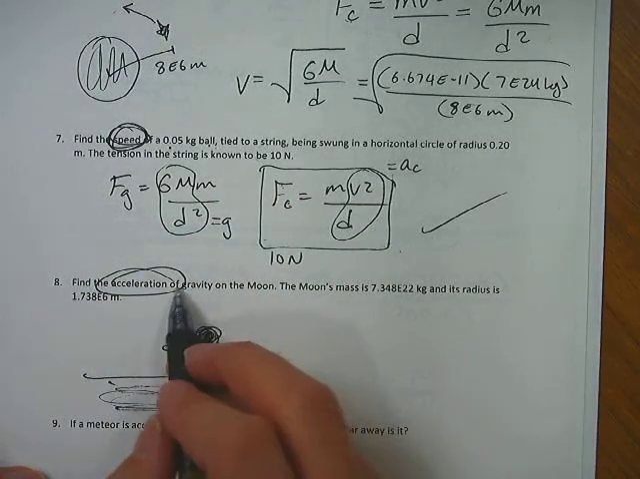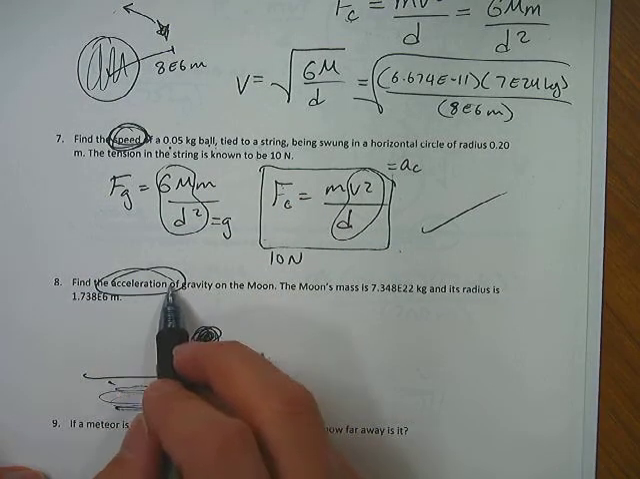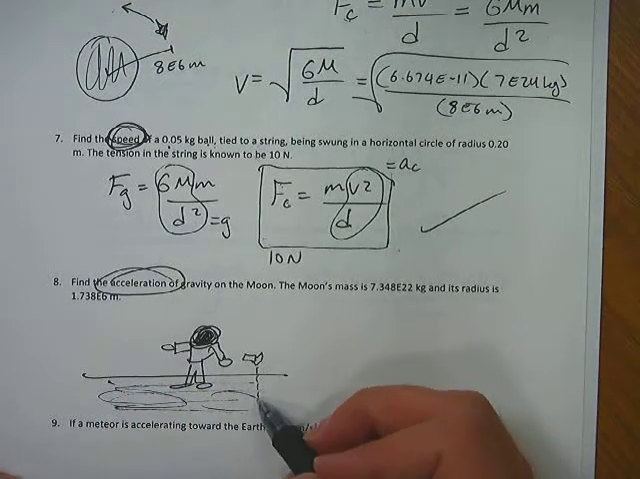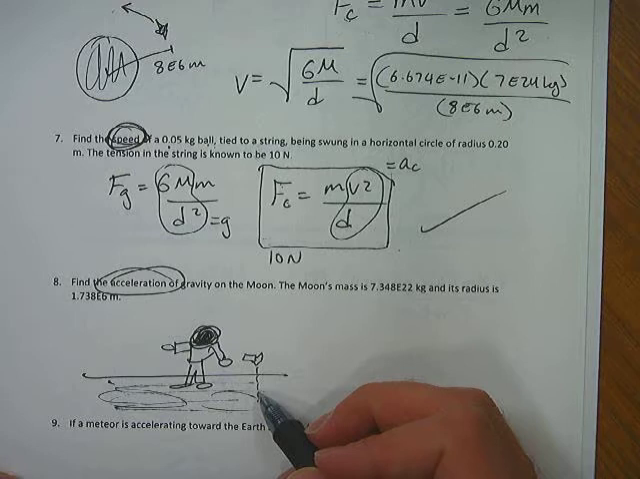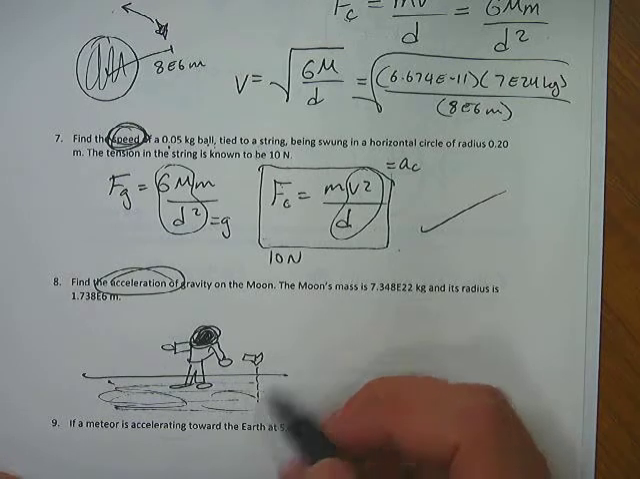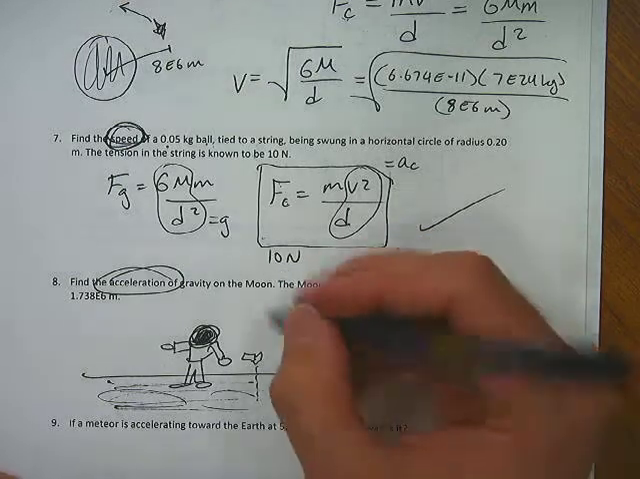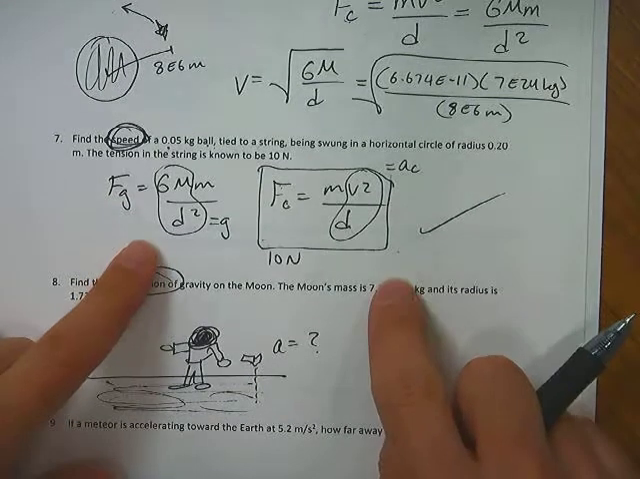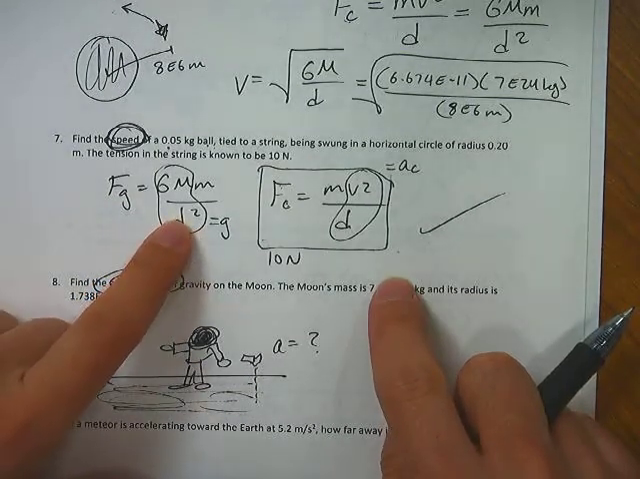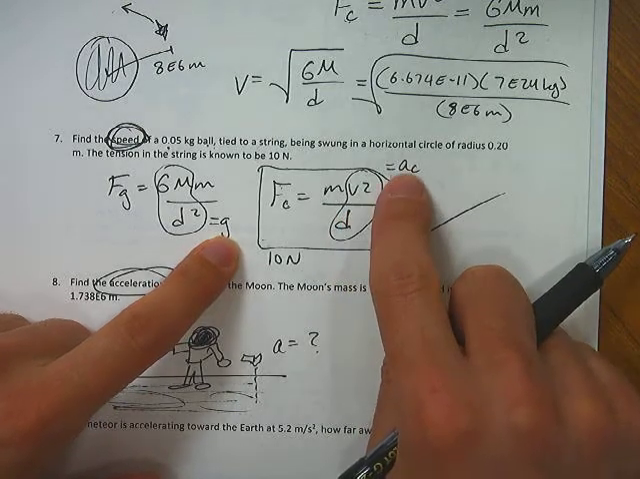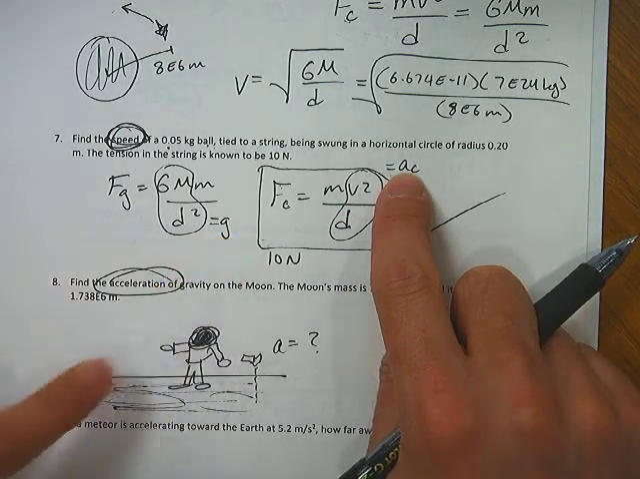Find the acceleration of gravity on the moon. Okay. So that is, if you are on the moon, here's the moon, and you are an astronaut on the moon. I'm just not drawing a good astronaut today. Okay. Voila, that's the astronaut on the moon. That's horrible. Okay. But anyway, this astronaut drops something like a hammer. How fast does the hammer fall to the ground?